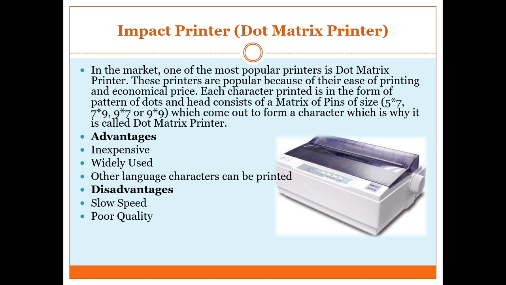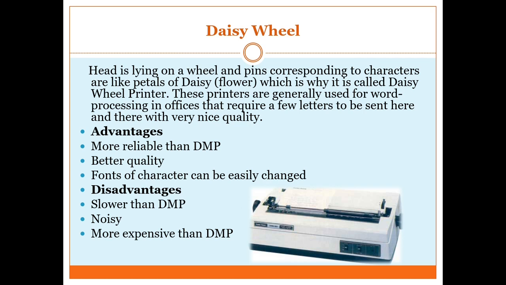Each character printed is in the form of a pattern of dots, and the head consists of a matrix of pins of size 5 by 7, 7 by 9, or 9 by 9, which come out to form the character, which is why it is called the dot matrix printer. Advantages are inexpensive, widely used, other language characters can be printed. Disadvantages are slow speed and poor quality. Daisy wheel.